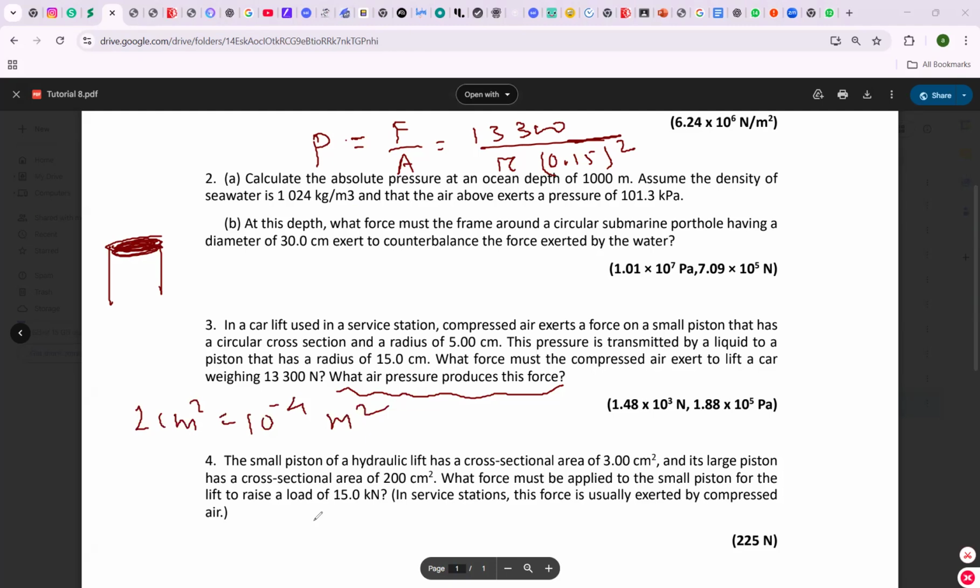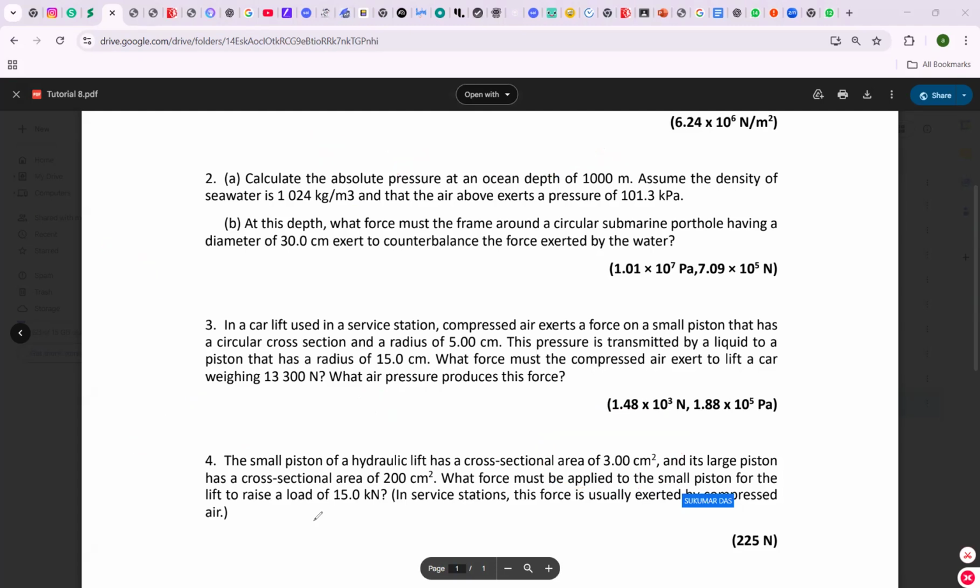No, I'm talking about the 3 centimeter square. Yes, the same thing. I am telling you how to convert centimeter square. So if you have centimeter square, then you multiply by 10 to the power minus 4. Area is given in meter square. Basically, instead of negative 2, you make it negative 4 because it's centimeter square.